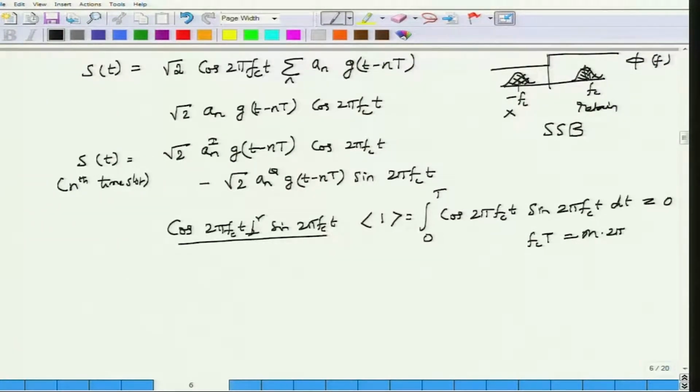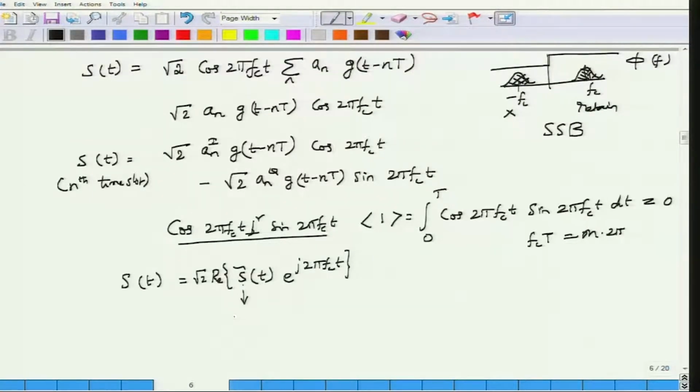If you remember, we had written down the real passband signal s(t) in terms of the complex baseband signal s-bar(t), or s-tilde(t). We had said that if you want to obtain the real waveform from the complex envelope, you multiply it by e to the power j 2 pi f_c t, take the real part, and also attach this root 2 in order to normalize the energies of the real passband signal and the complex baseband signal. So this is a complex signal.